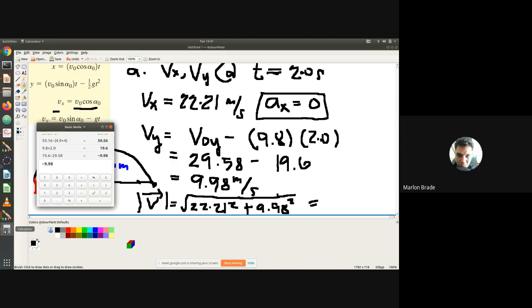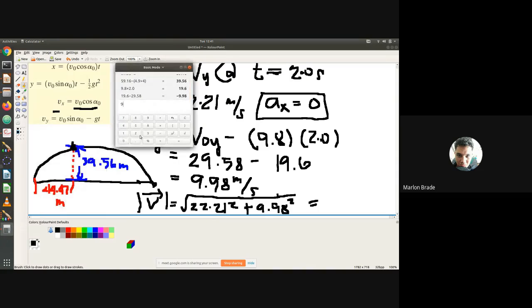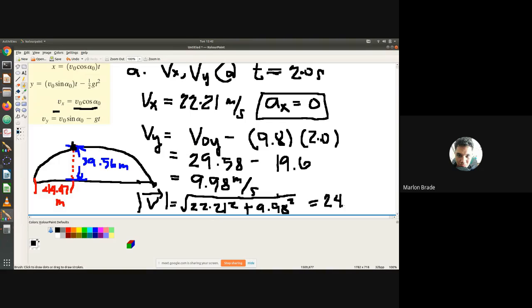So this is equal to the square root of 9.98 squared plus 22.21 squared, so square root of 592.9, and this is equal to 24.35 meters per second. So mao ni ang magnitude sa imong velocity, 24.35 meters per second after 2 seconds.